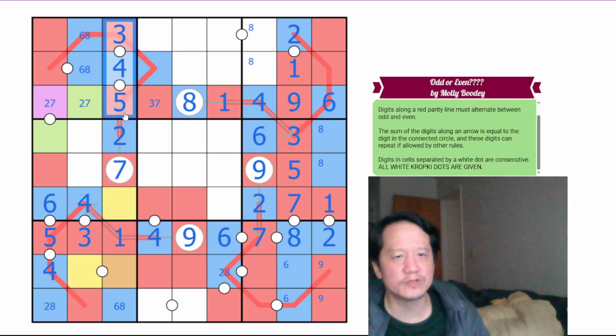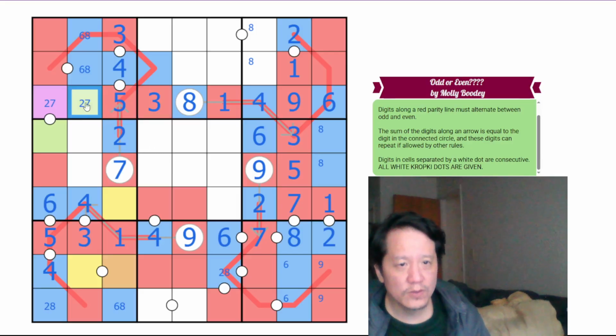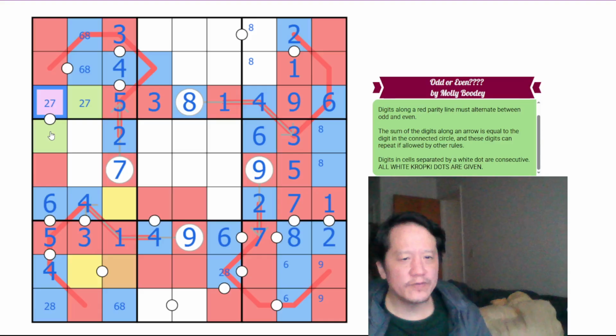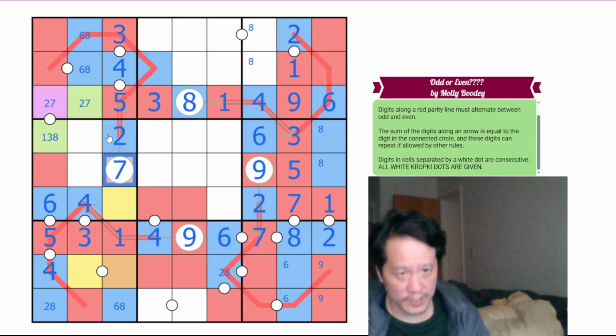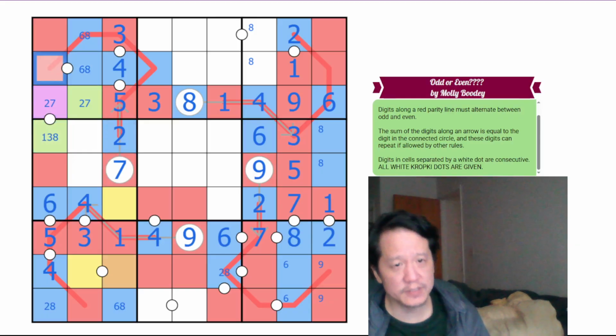Cannot be 3 because of 3 in the box. So this must be 3 here. 7 would be consecutive with 8. And 2 would be consecutive with 1 or 3. 6 or 8 is consecutive, cannot be with 5, so it would be 7 or 9 here. But it cannot be 7 because of the 2-7 pair here, so this can't be 7. This is 9, that makes this 8, which makes that 6. That leaves that as a 1.